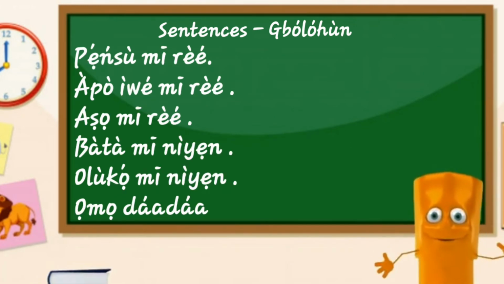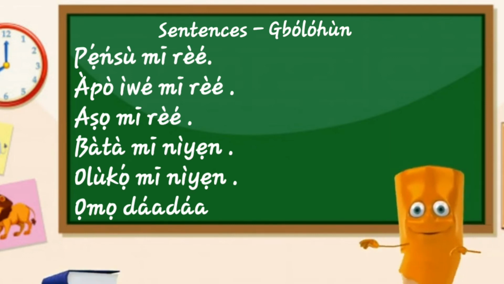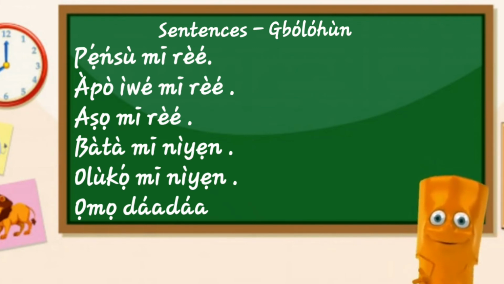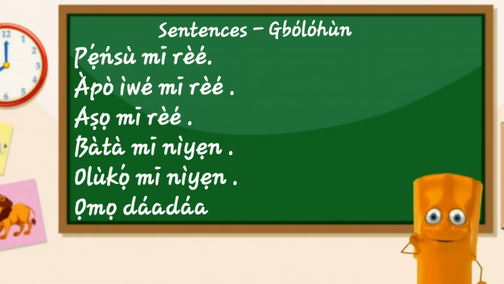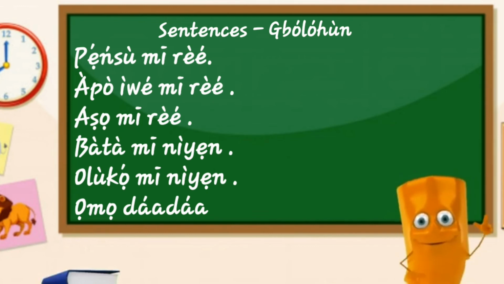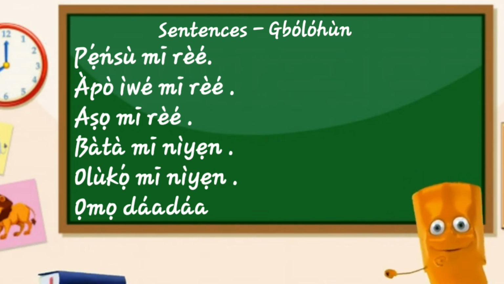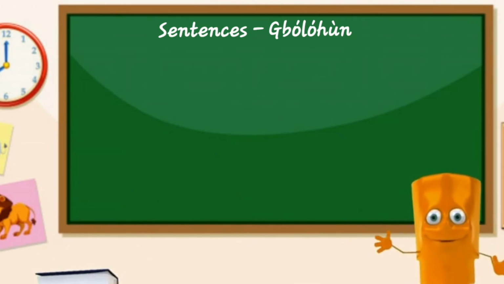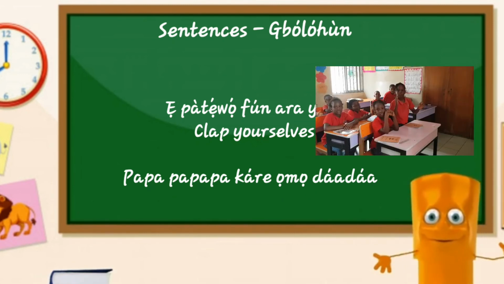Pencil mi rèé. This is my pencil. Àpò ìwé mi rèé. This is my bag. Aṣọ mi rèé. This is my clothes. Bàtà mi nìyẹn. That is my shoe. Olùkọ́ mi nìyẹn. That is my teacher. Ọmọ dáadáa. Good child. Ẹ pàtẹ́wọ́ fúnra yín. Clap for yourself.